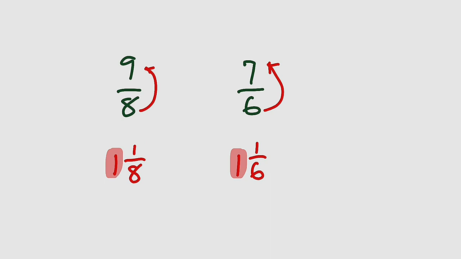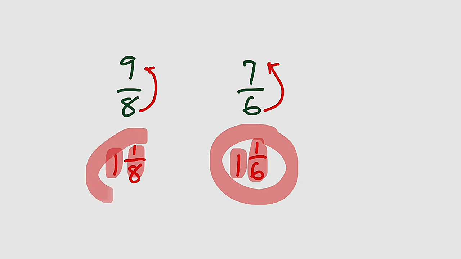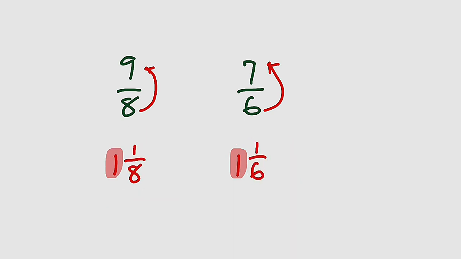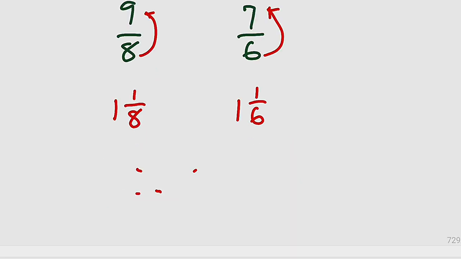Let me remind you something. Whenever you have two or more fractions that have the same numerators, that number with the smaller denominator is said to be greater. Therefore, this is greater than this. And if you combine the two, it implies that the whole of this mixed number is greater than this mixed number. And so, we conclude that 7/6 is greater than 9/8.